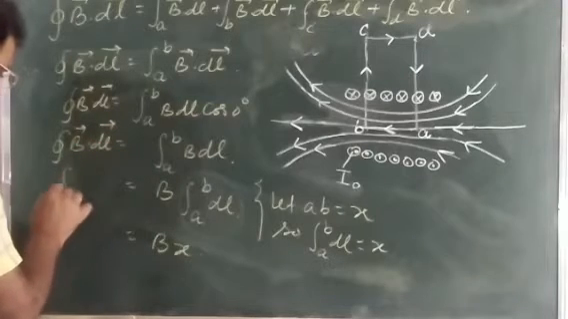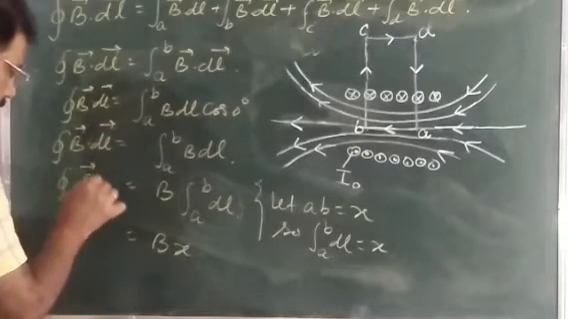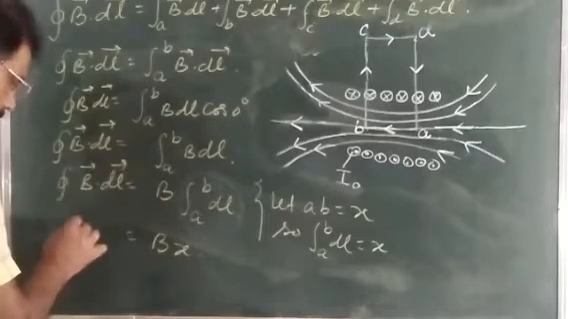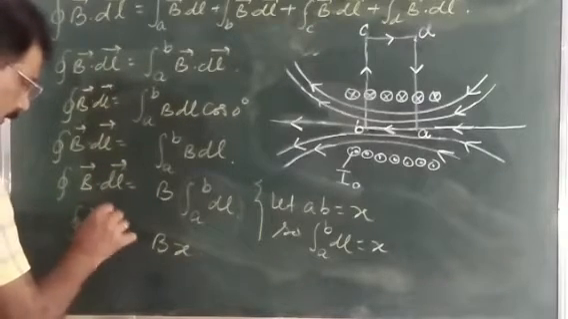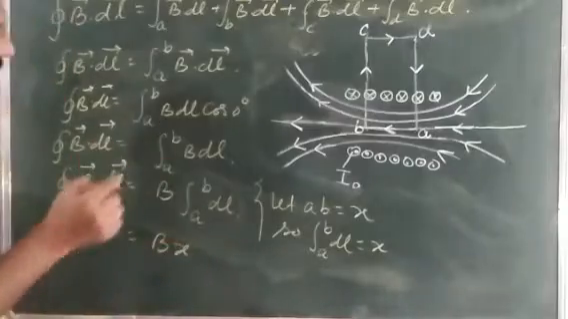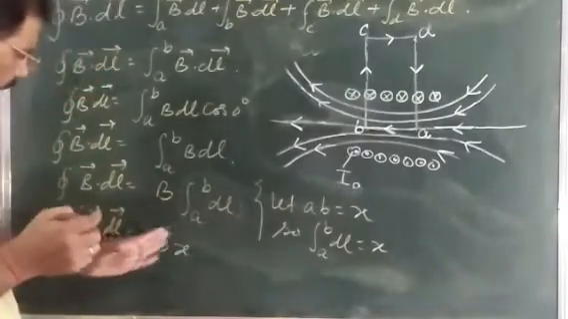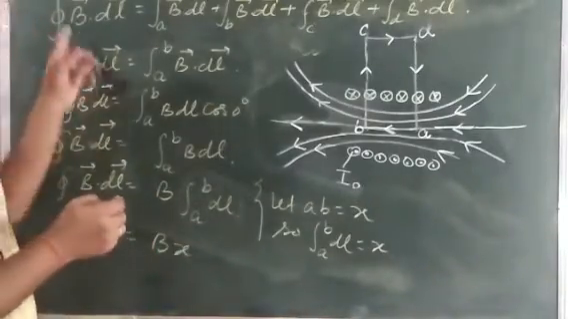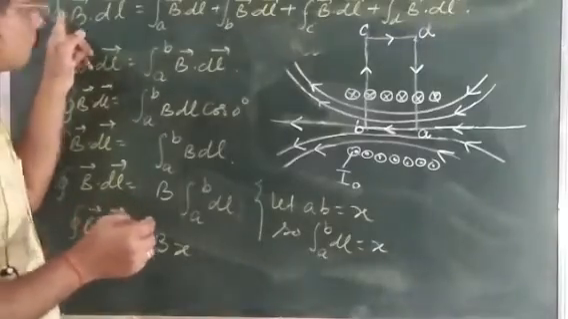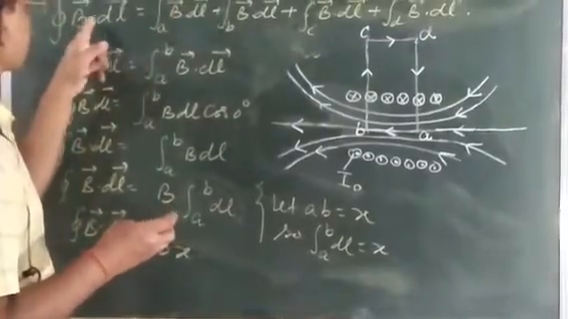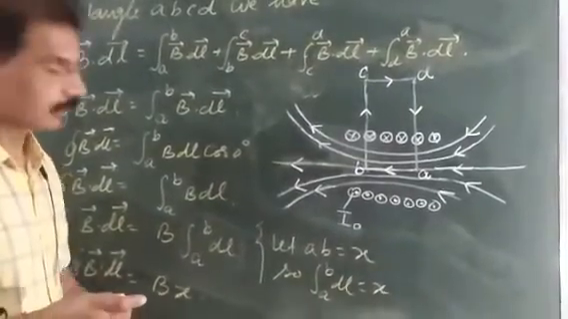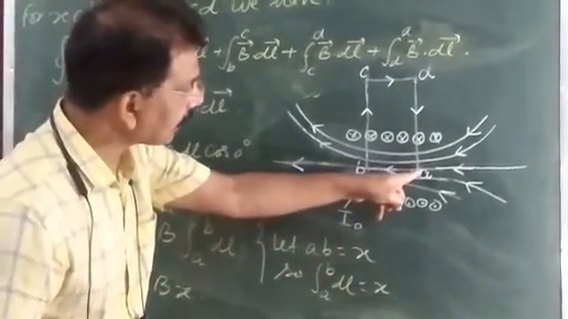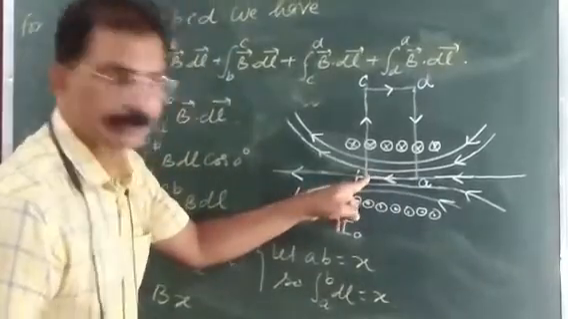or simply let's say a whole integration vector B dot dl is equal to B into x. So this is what here the value of whole integration for the closed path ABCD vector B dot dl is equal to B into x. Where x is what here? Length of this side AB.